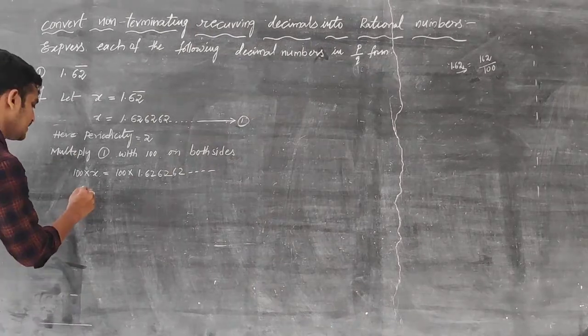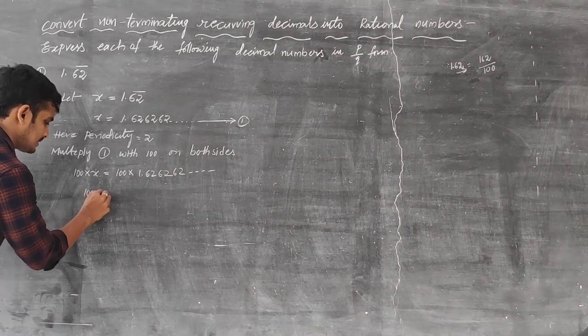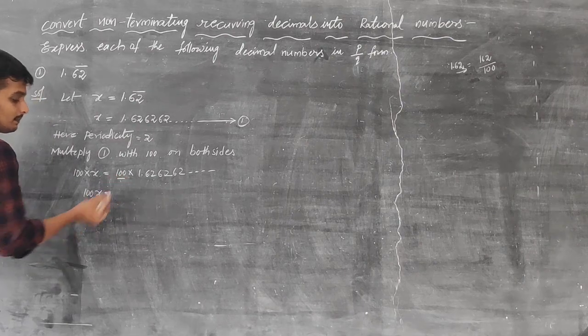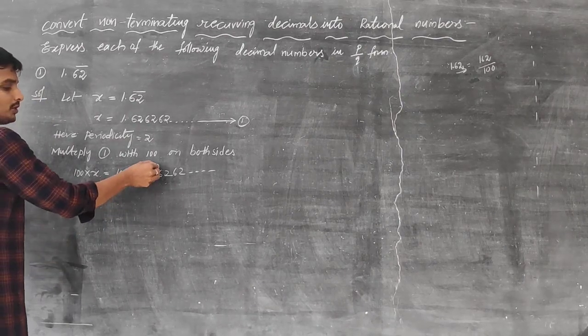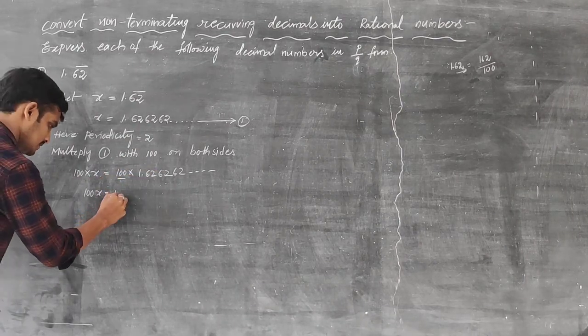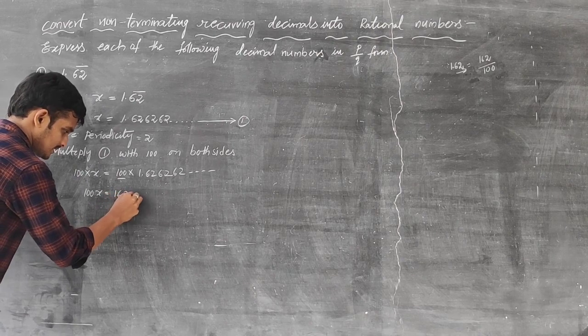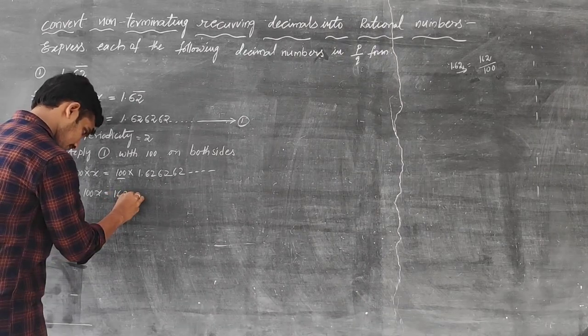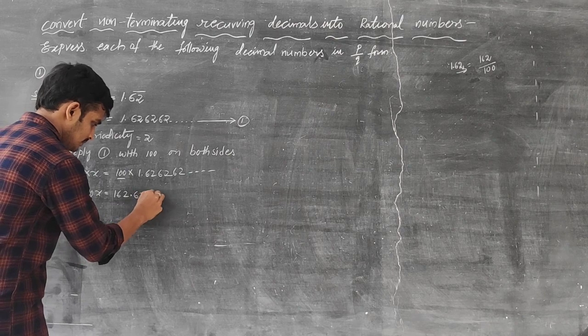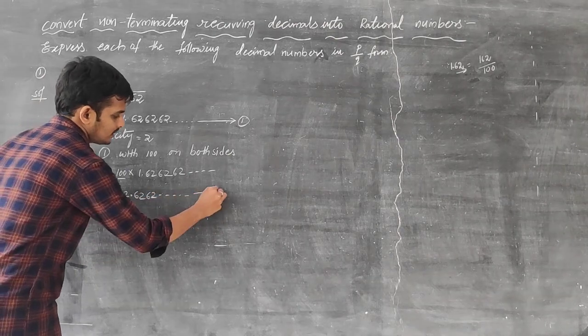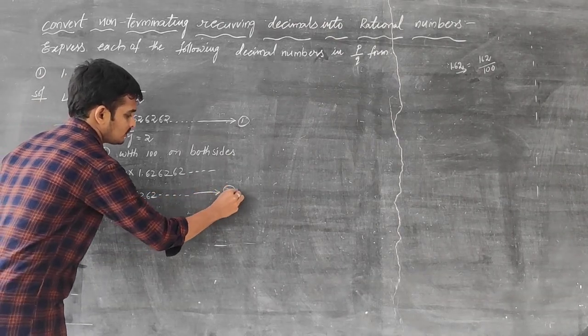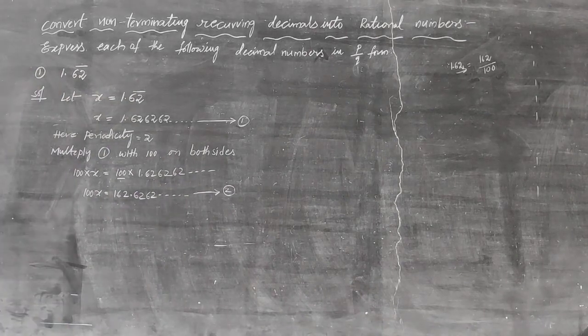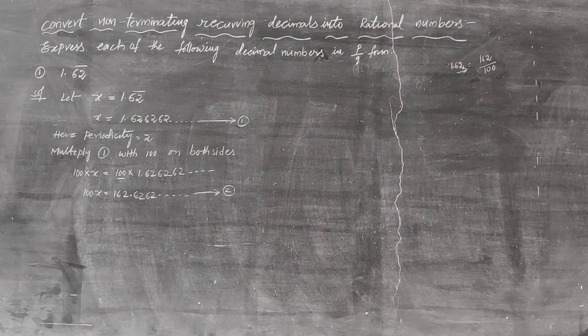So 100 into x is equal to 100x. That is equal to, we are multiplying with 100, 2 zeros, so the decimal point moves 2 places. So that is 162.6262 and so on. This is equation number 2. So simply, periodicity 2 is given, multiply with 100, and this is the second equation.